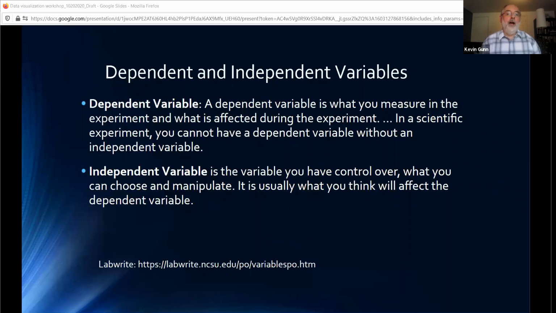So basically what it comes down to, for starters anyway, is that you want to look at your dependent and independent variables, and how your variables are going to relate to each other. Your dependent variable is what you measure in the experiment and what is affected during the experiment. In a scientific experiment, you simply don't have a dependent variable without an independent variable. With regards to an independent variable, it's what you have control over, and it's what you manipulate in order to see what sort of effects you get on the dependent variable.